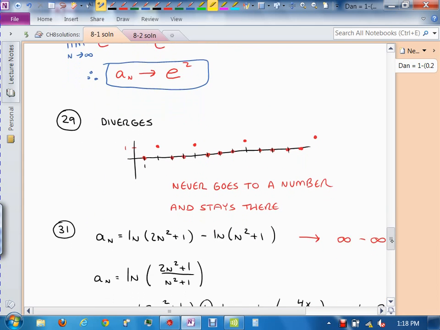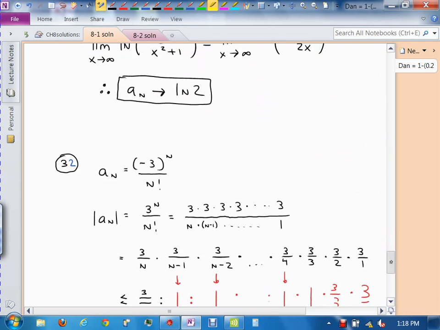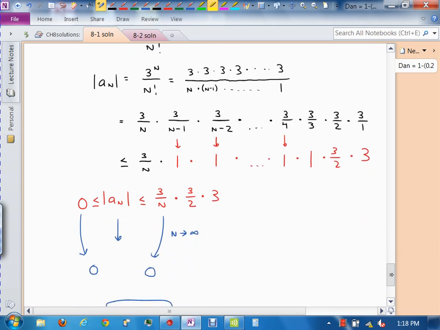This one was just inspection. This one I had to use a property of logs, that 2 logs subtracted becomes 1 log with division. This one here was the one I did in class I got stuck on. Remember that one? That one was just like this. Actually, it might even be the same problem. Squeeze theorem.